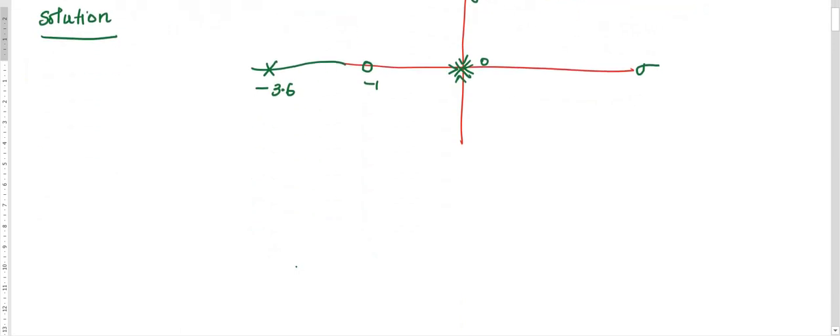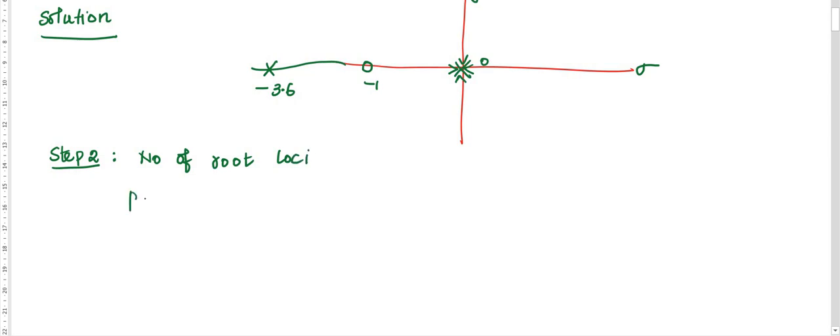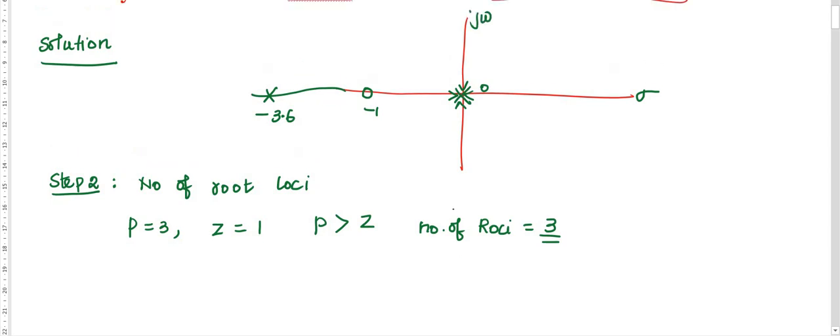Next I am going to explain step number 2. Step number 2 is to find the number of root loci. Here the number of poles is 3 and the number of zeros is 1. Since poles are greater than zeros, the number of root loci is equal to the number of poles. So there are 3 root loci.